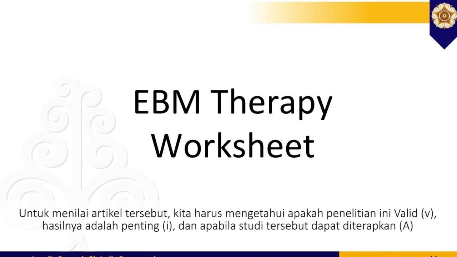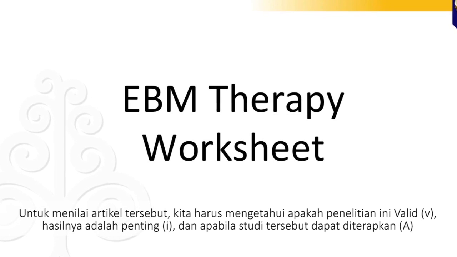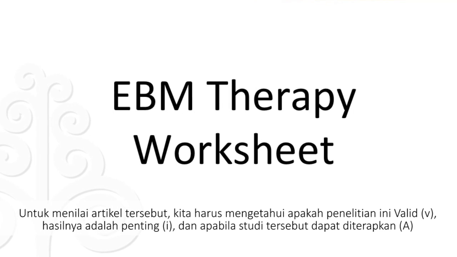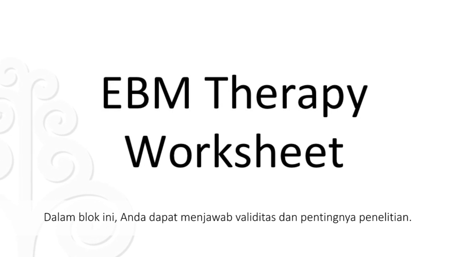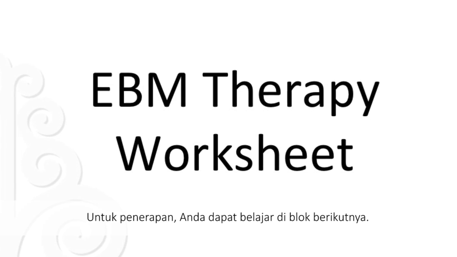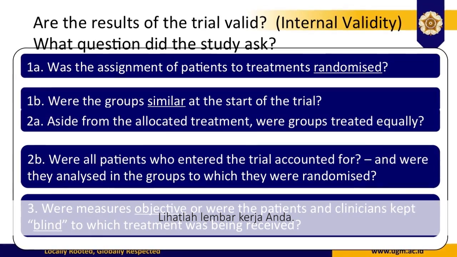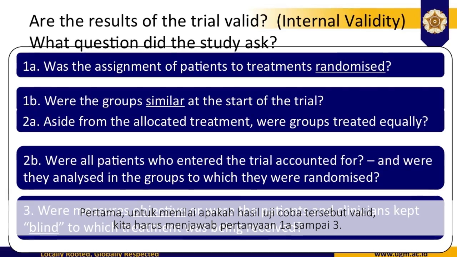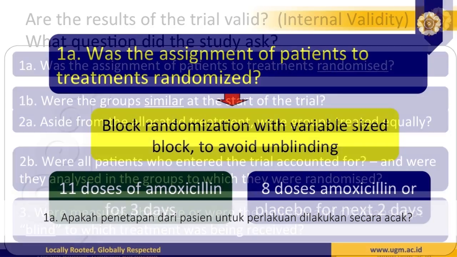To appraise the article, we have to find out if the study is valid, V. The results are important, I. And if the study is applicable, A. In this block, you are able to answer only validity and importance of the study. For applicability, you can learn in the next block. Look at your worksheet. First, to assess whether the results of the trial are valid, we should answer the questions number 1A until 3.